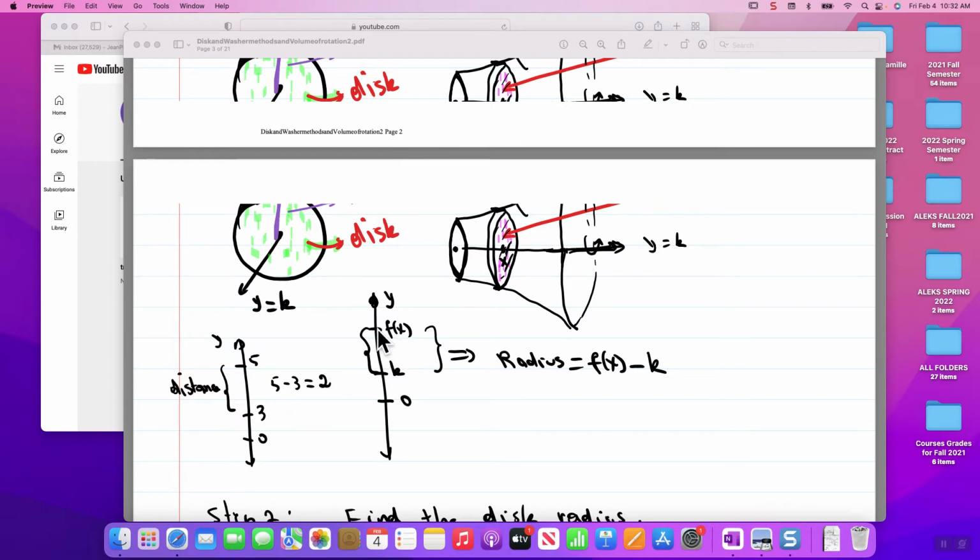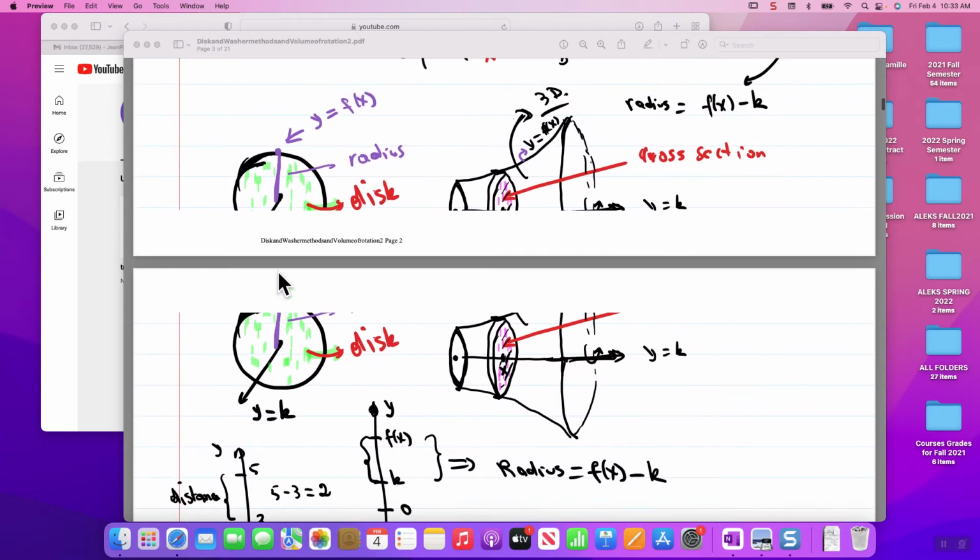So the top point of the disk is f of x, and the center is k. So the radius is the distance between f of x and k. As we did here, we're going to take f of x minus k, and we're going to call that the radius of this disk.